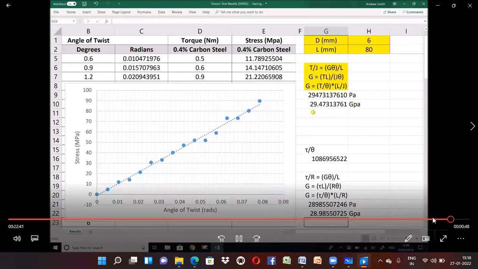We used a second method where we plotted the shear stress against the angle of twist. And then we found the gradient of the graph, which represented tau over theta, or the stress over the angle of twist. We were then able to use that value in the formula below, G equals tau over theta times L over r, in order to determine the modulus of rigidity as 28.99 gigapascals. So as we would expect, the two methods give a result that's very, very close because they were derived from the same set of data. So the modulus of rigidity of the material under test we can assume is 29 gigapascals.